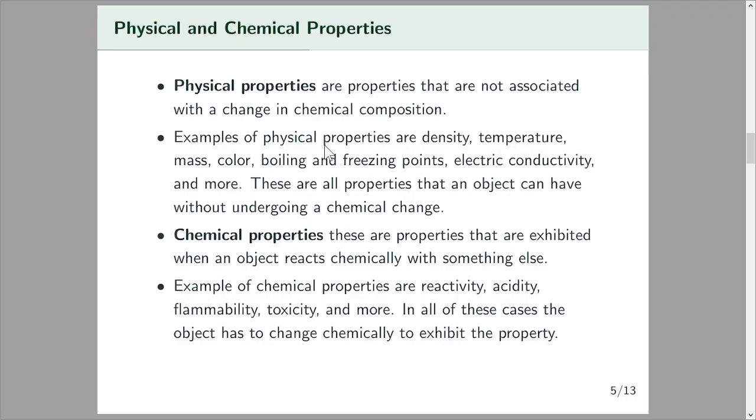If you mix it with something that it reacts with, like you mix baking soda and vinegar, you're going to change the chemistry of the two things. And so those are chemical properties. Reactivity, acidity, flammability, toxicity are some examples of that. In all of these cases, the object has to change chemically to exhibit the property.